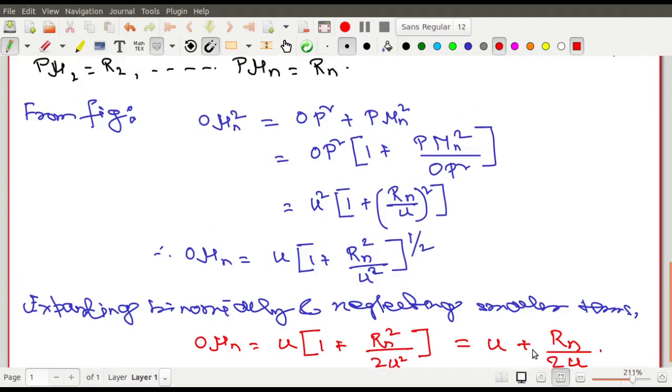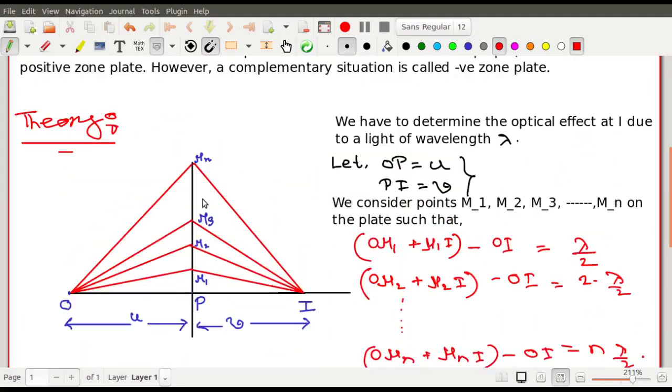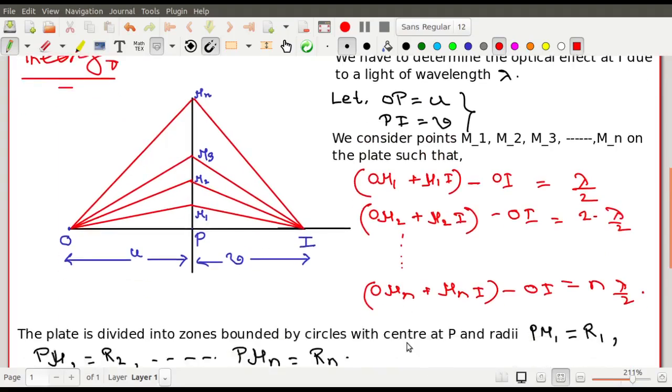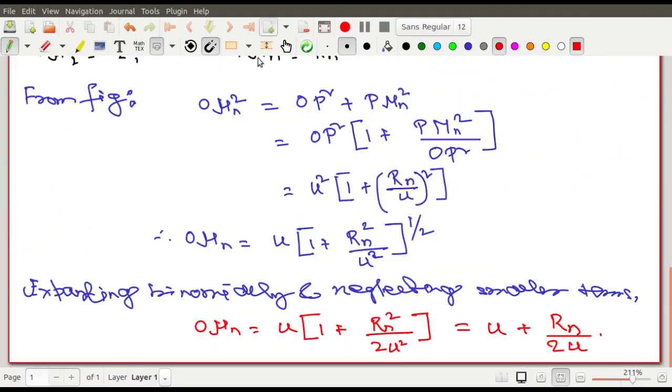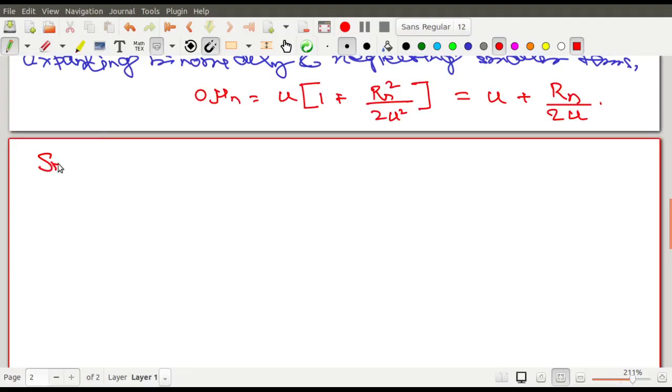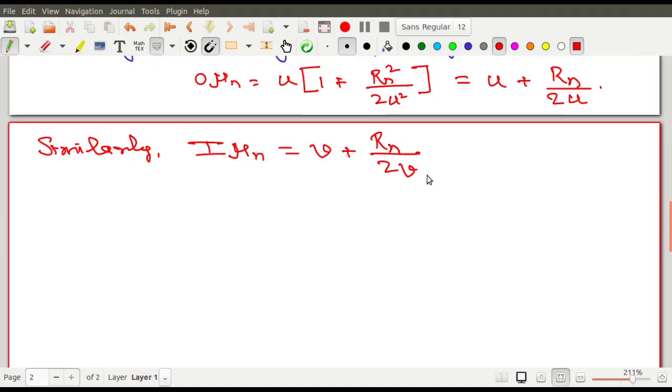And similarly you can also find IMN. In the same way IMN will come, just U will be replaced by V. So let me write it similarly. IMN will be V plus Rn square by 2 times V. Understood?